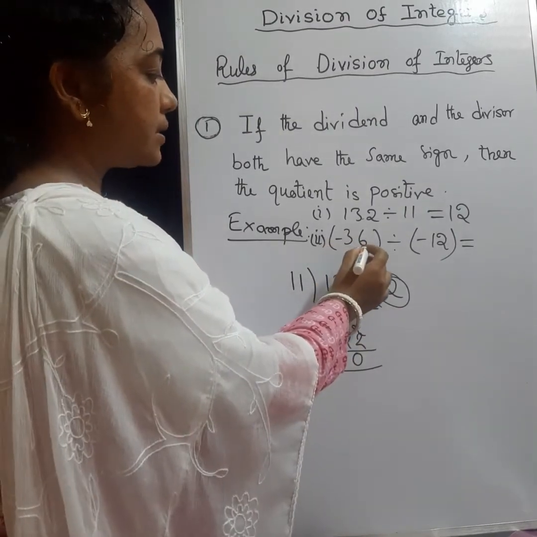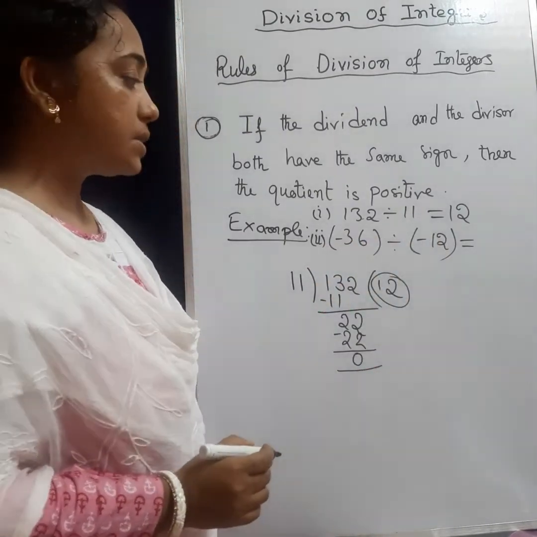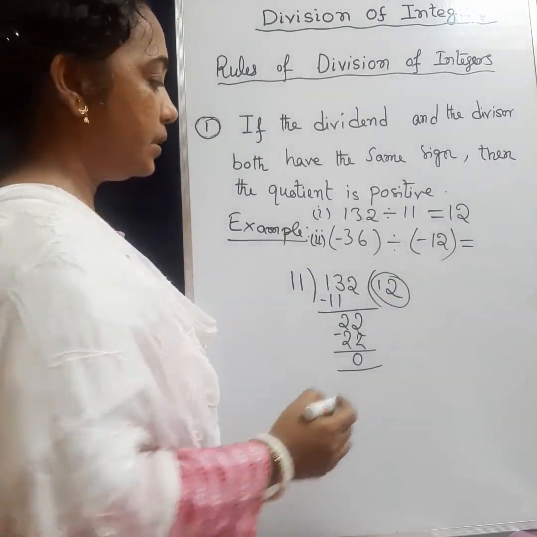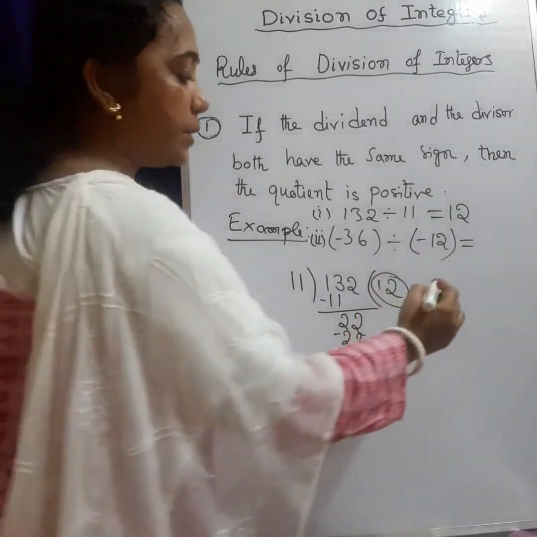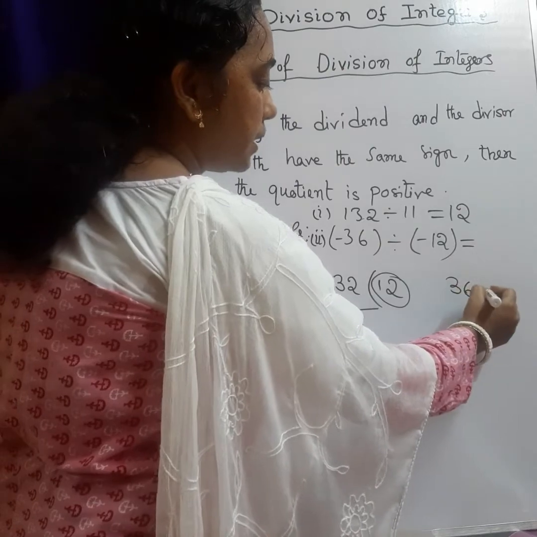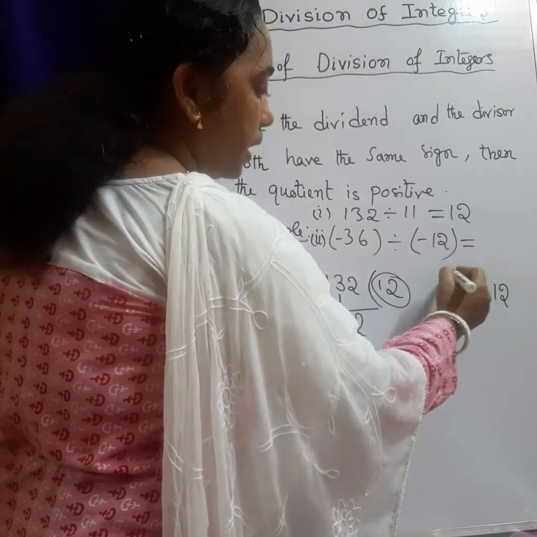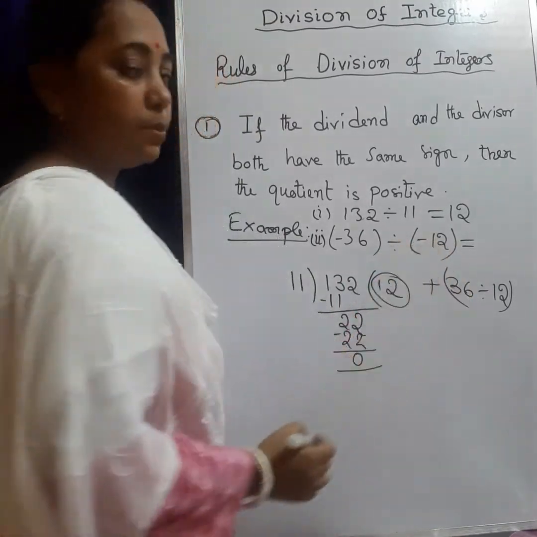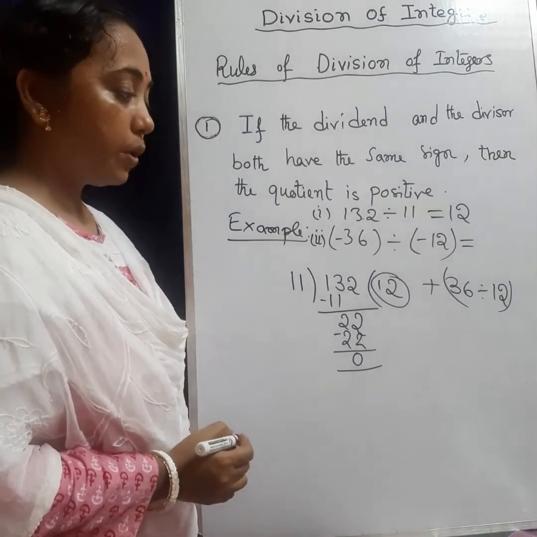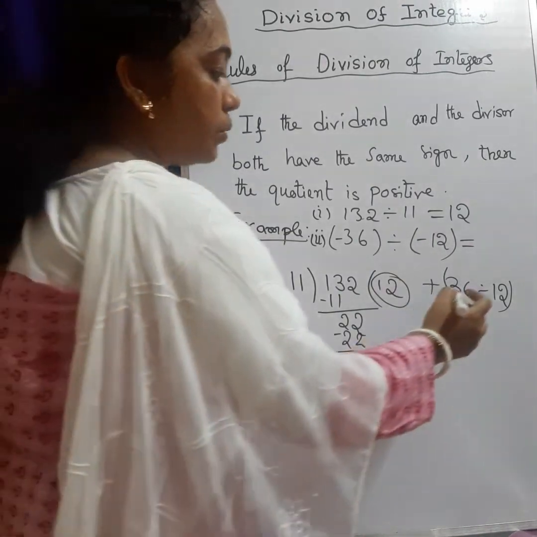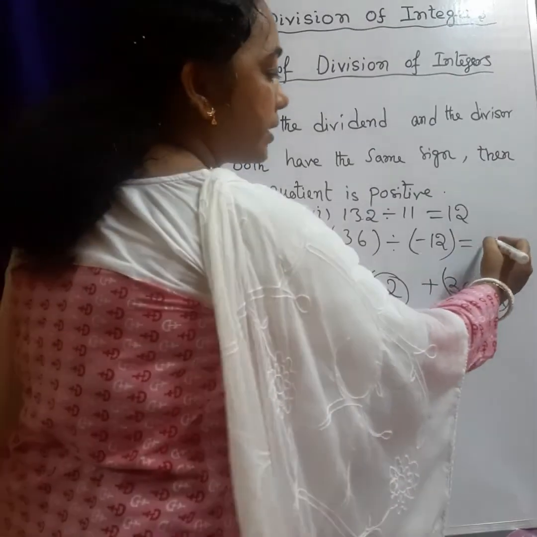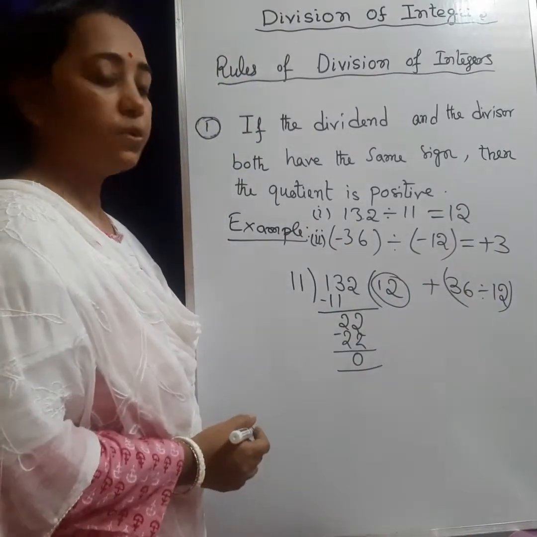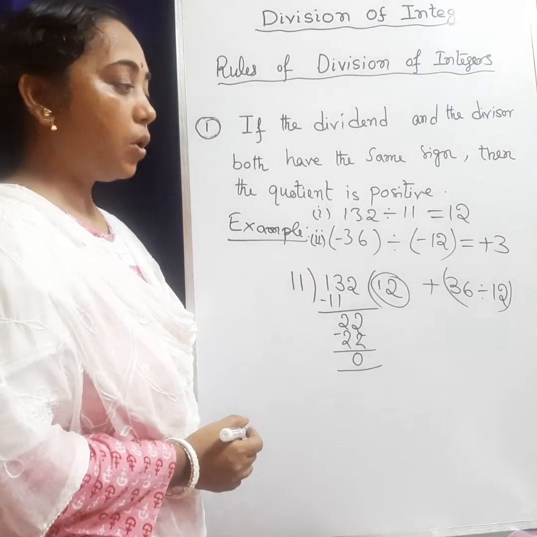In the second case, minus 36 divided by minus 12. First we will divide the two integers by taking the integers without their sign. So minus 36 becomes 36 and minus 12 becomes 12. After division, whatever result we get, we put the positive sign before it because both are negative. So the result of the quotient will be a positive integer. We know that 12 threes are 36, so here we will get the quotient 3, and the sign of the quotient will also be positive. So in this case we can see that in both cases we are getting positive integers.